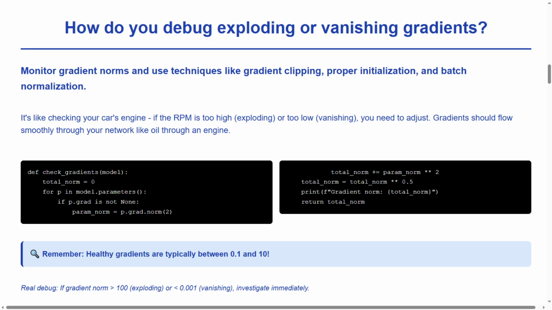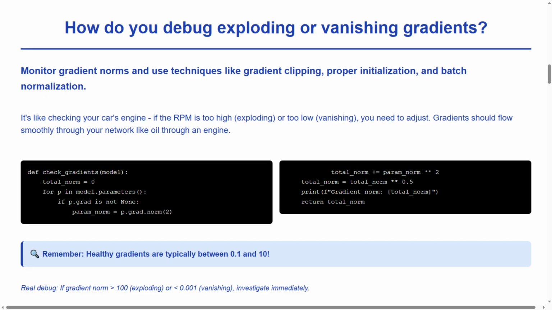Our next question: how do you debug exploding or vanishing gradients? Monitor gradient norms and use techniques like gradient clipping, proper initialization, and batch normalization. It's like checking your car's engine. If RPM is too high or too low, you need to adjust. Gradients should flow smoothly through your network like oil through an engine.